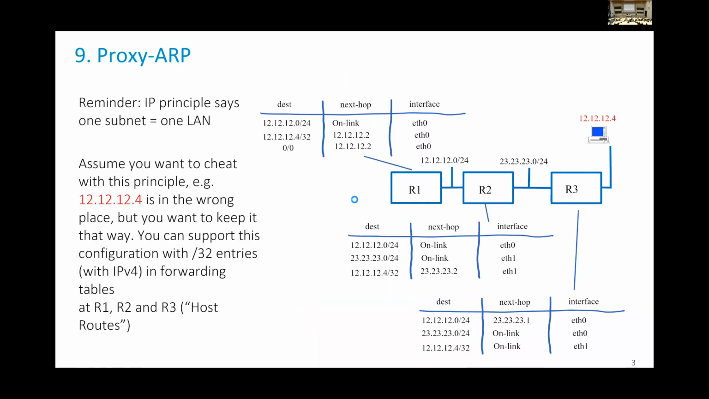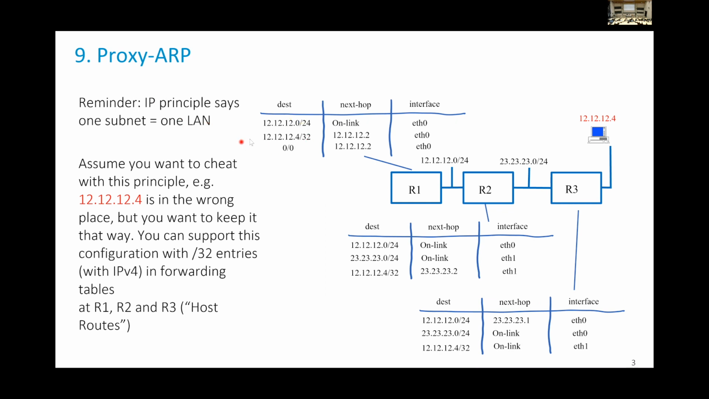The principle that it violates is one subnet is one LAN. Means one subnet, what IP software views as a subnet, should be something that the communication layer of the MAC layer truly makes as a subnet, which means all the packets should be able to travel from one host to another in this local area network via bridges or Wi-Fi base stations.